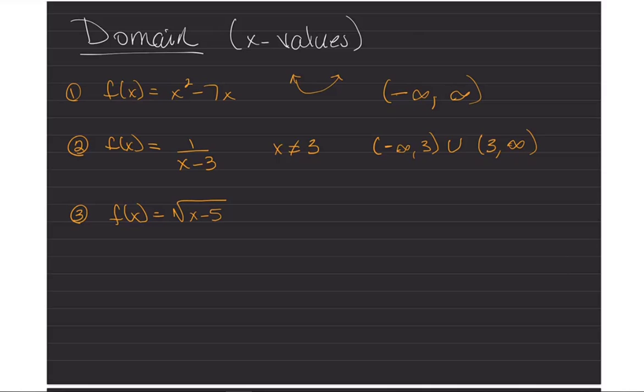So when it comes to square roots, what do we know about square roots if we're talking about the real number system? What can our square root be? It can't be negative, right? So could it be 0? It can be 0, right? The square root of 0 is 0, but we can't be negative. So we know that x minus 5 has to be greater than or equal to 0, right? So we know x has to be greater than or equal to 5.